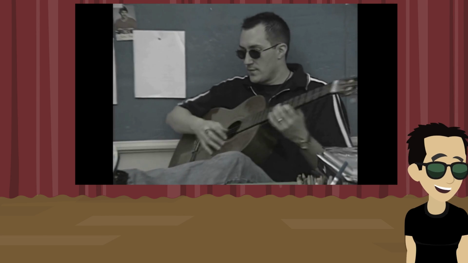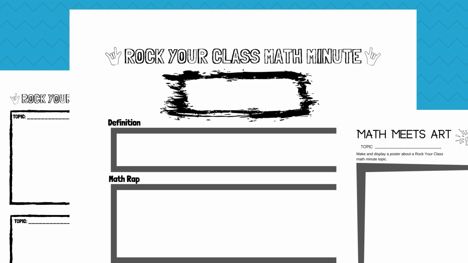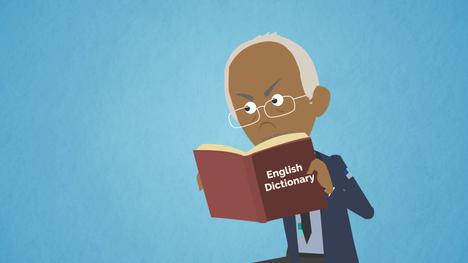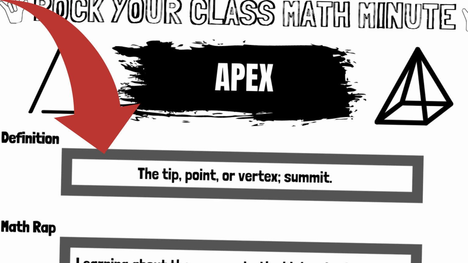Get ready for today's Math Minute topic. Apex. What does the dictionary say? The tip, point, or vertex. Summit.